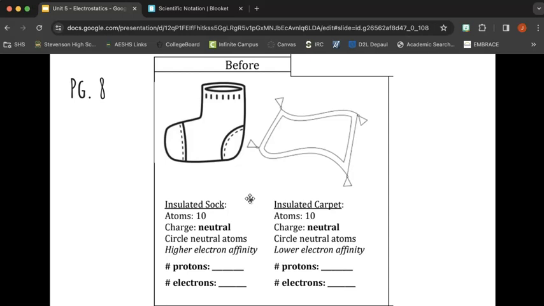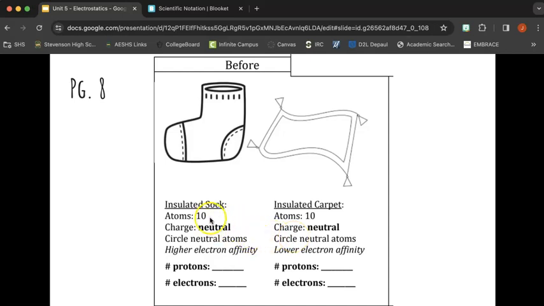We have to be charged to be grounded. So we're answering today, how do you actually get that charge? How do you get it? So we know that the insulated sock, cotton is an insulator, carpet is an insulator, and so that means that they both restrict the flow of electrons. They both start neutral, right? Things don't really start charged.